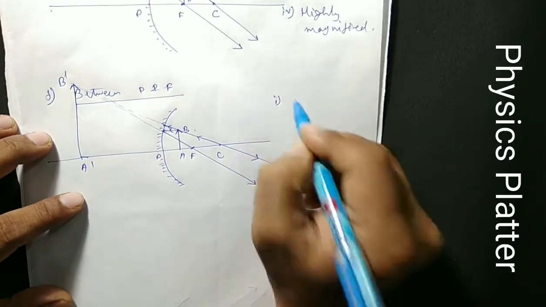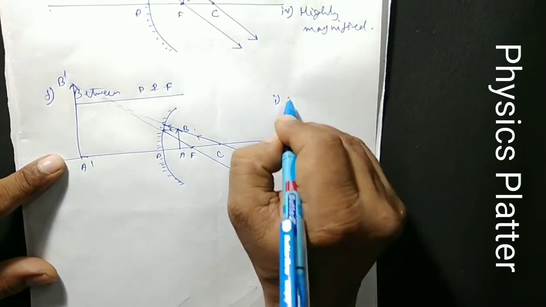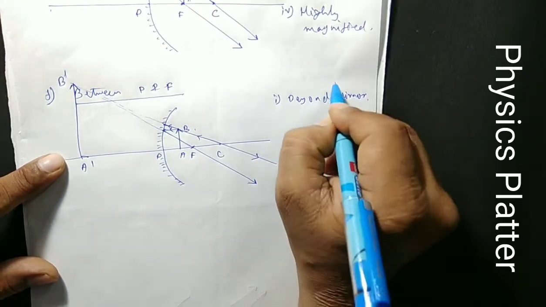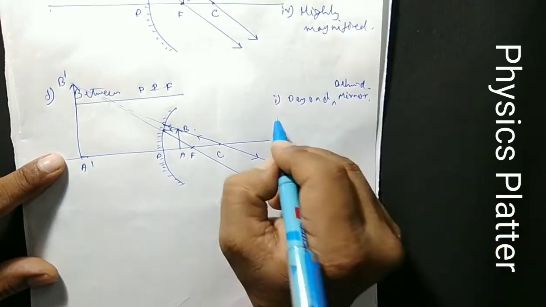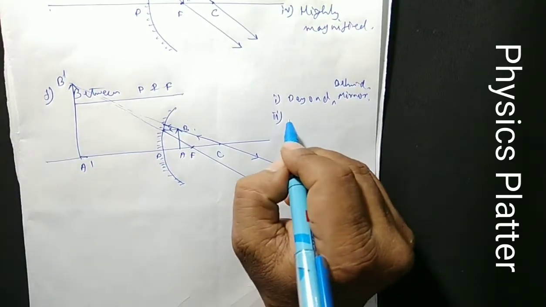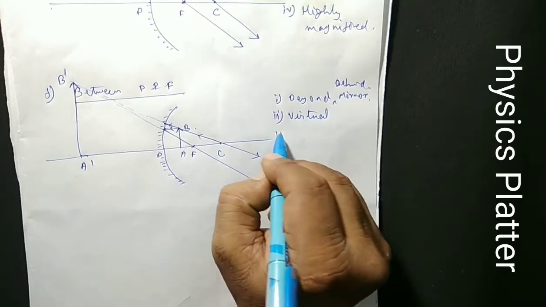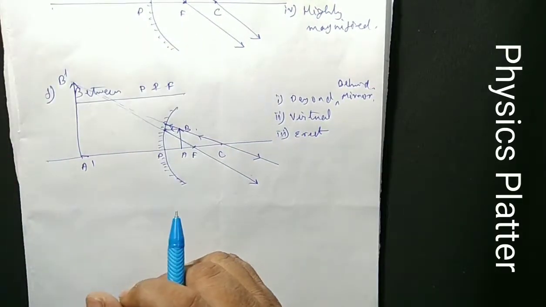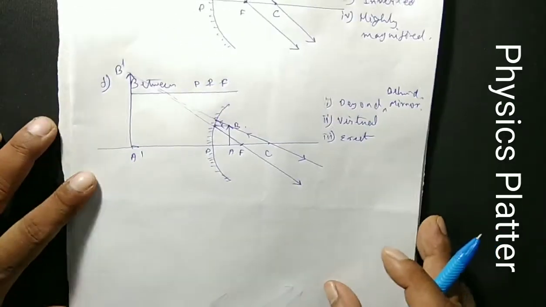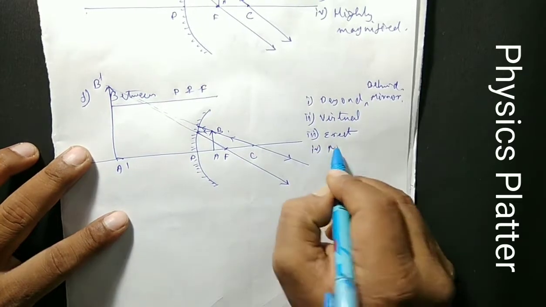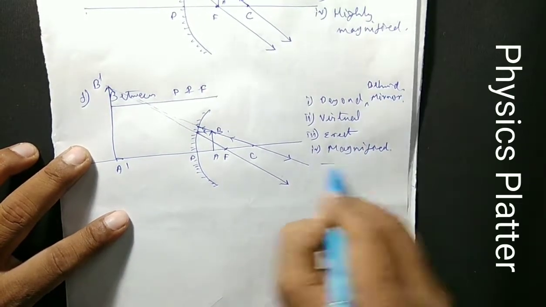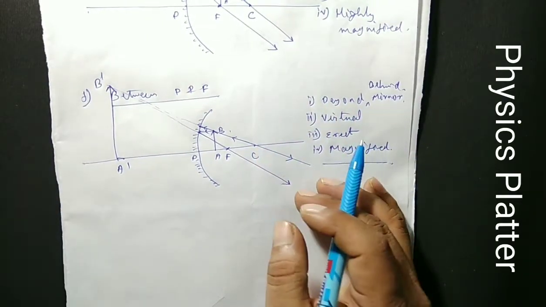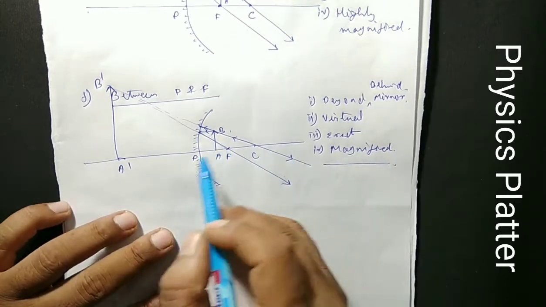So what are the properties of the image? First of all, the image is formed behind the mirror. Secondly, it is virtual. Third, it is erect, because it's on the same side of the principal axis as the object. And fourthly, it is magnified again. So these are the 6 positions of the object where we have discussed the formation of the image by a concave mirror.